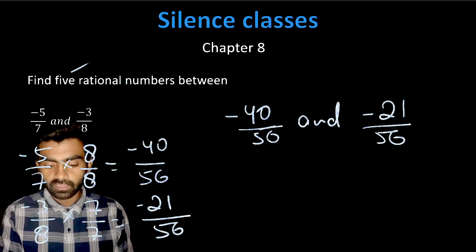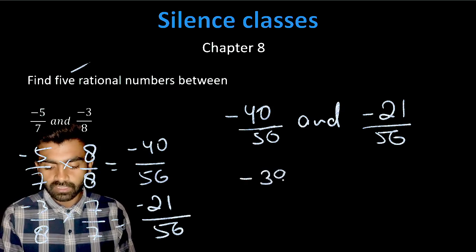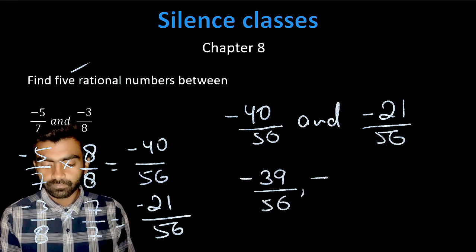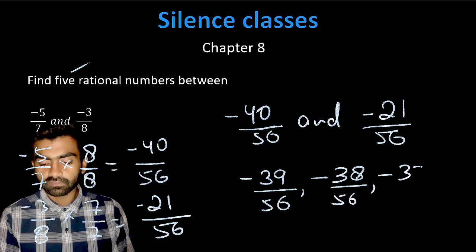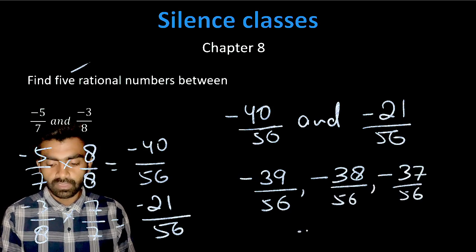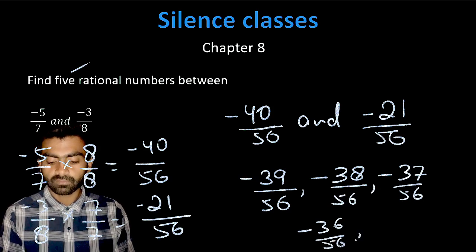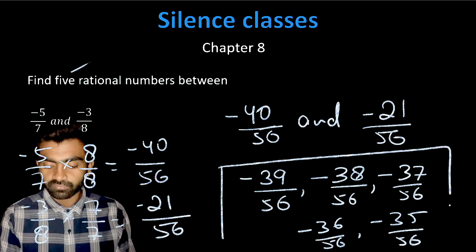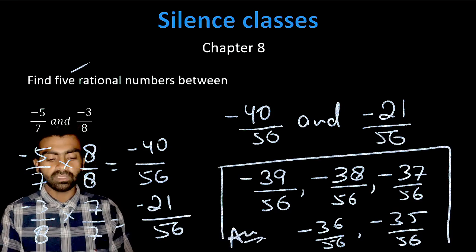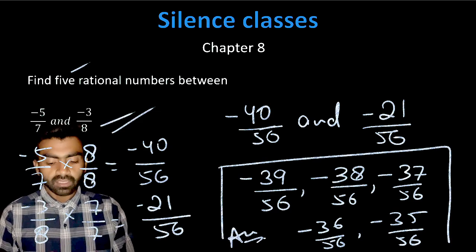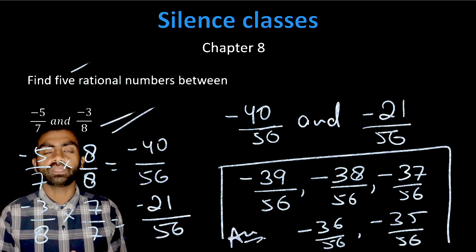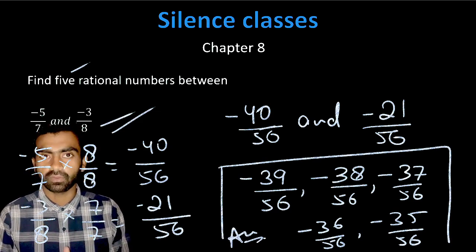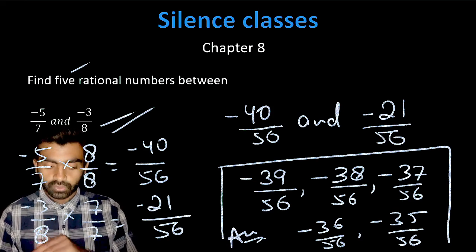So we can write -39/56, -38/56, -37/56, -36/56, -35/56. These are the 5 rational numbers between these two numbers. I hope you guys understood how we have done it. The questions are very easy. So do it by yourself.